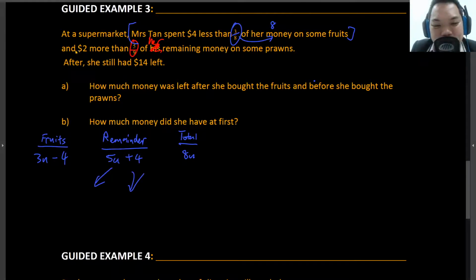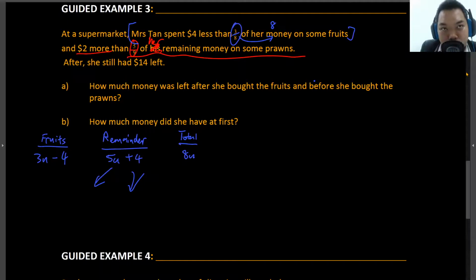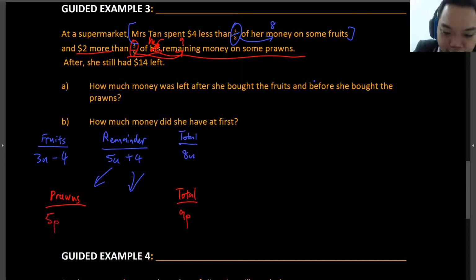Now, when you come on to the next line, you spend $2 more than 5/9 of the remaining money on prawns. So this remainder can be broken down into a total of 9 equal portions. Okay, 9 parts. So what did she spend on the prawns? She spent 5 parts and another $2. Therefore, the remainder here would be 4 parts minus 2. And that will give you $14 remaining.